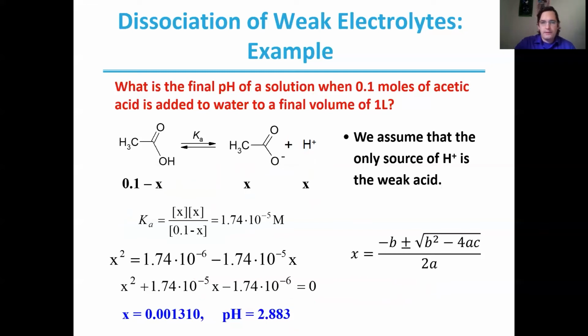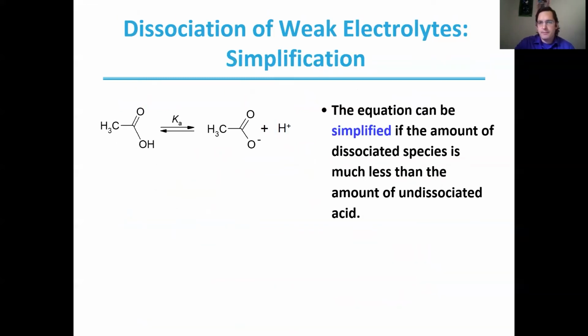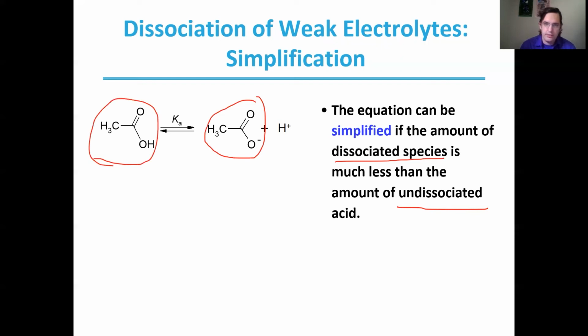Now, in many cases for weak acids, we can actually simplify our calculation here by assuming that the amount of our dissociated species, so that's our acetate here, is much less than the amount of our undissociated acid, right? So we're assuming that we produce much less of our acetate compared to our original acetic acid, right? We're saying that the equilibrium actually favors our reactants, and we're not going to have a large amount of our products formed.